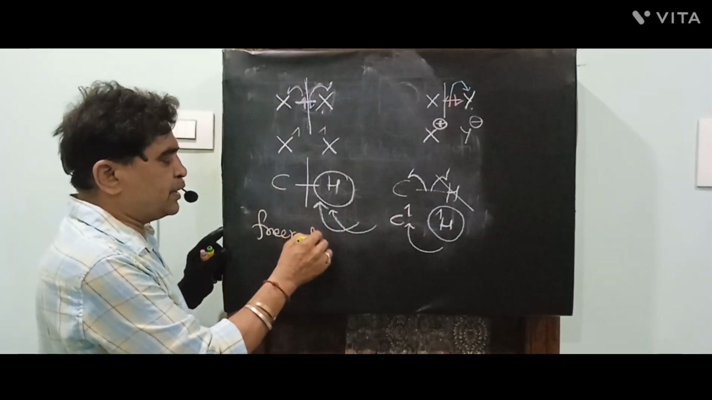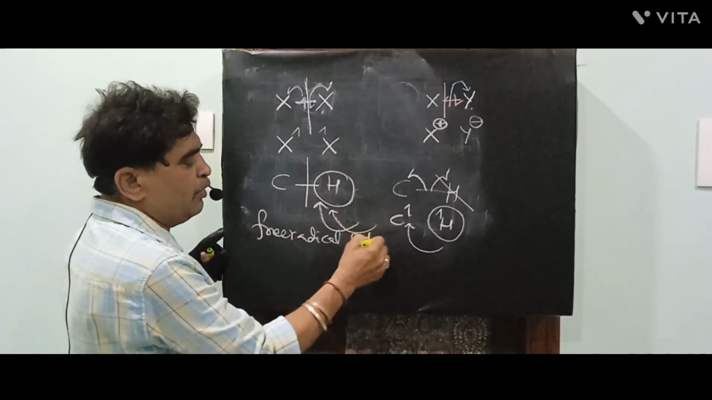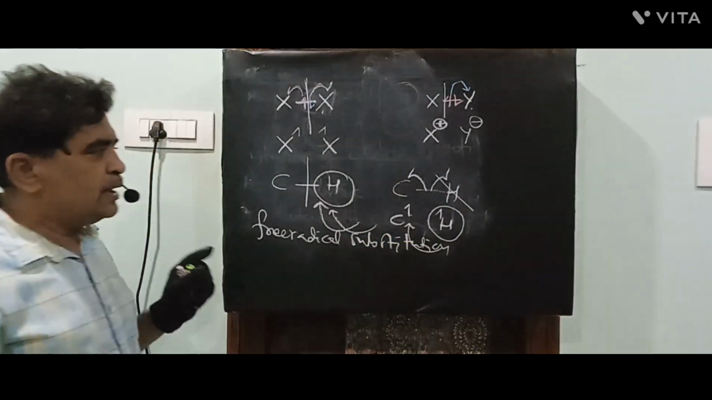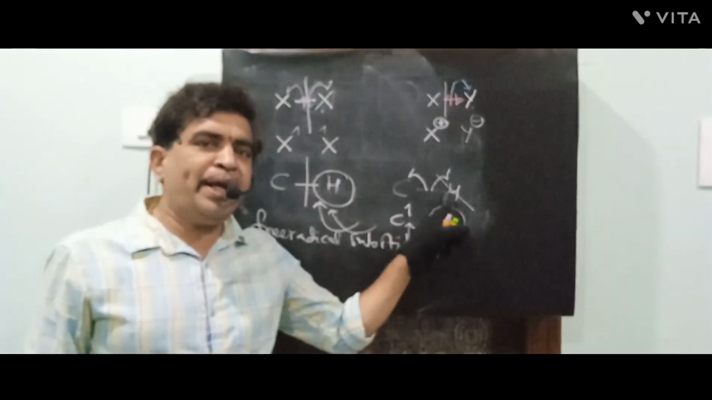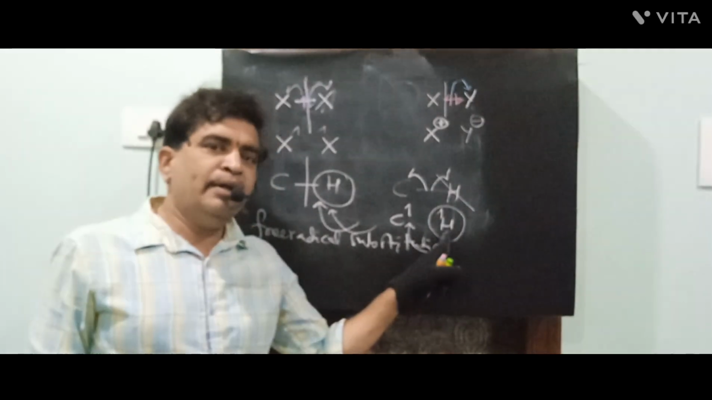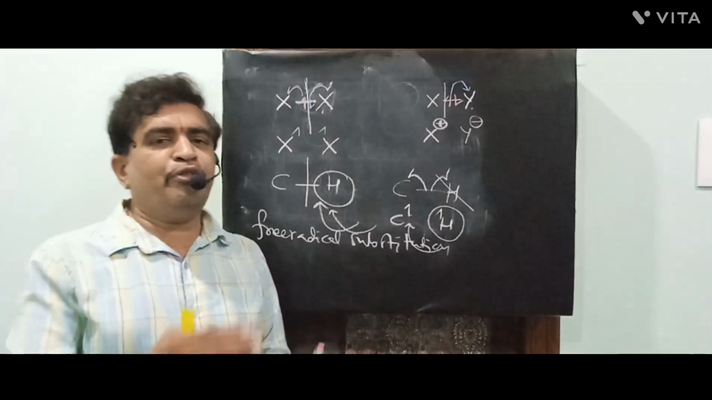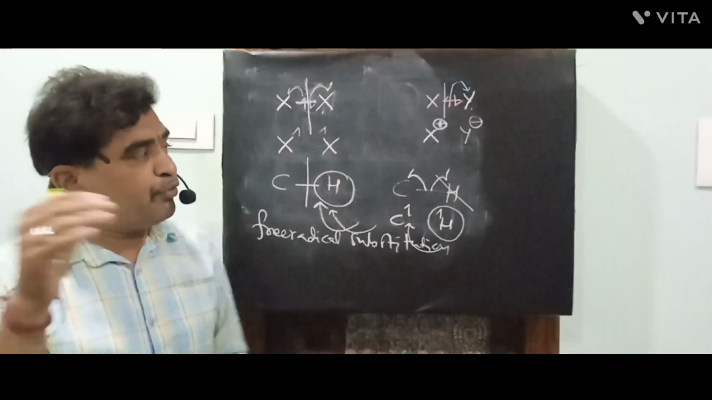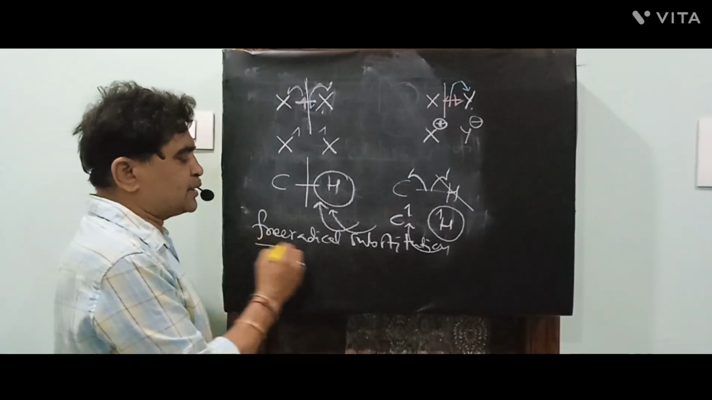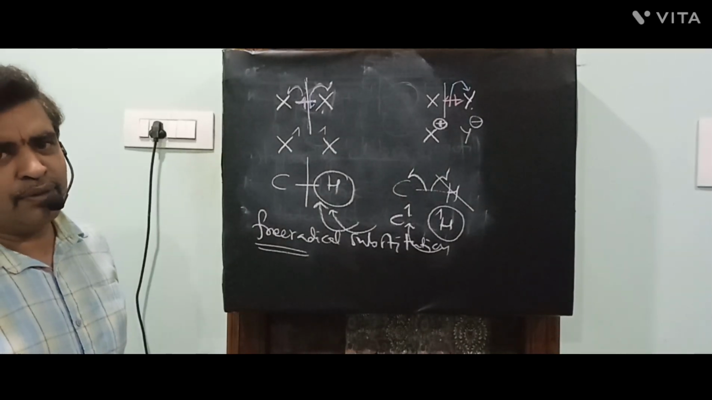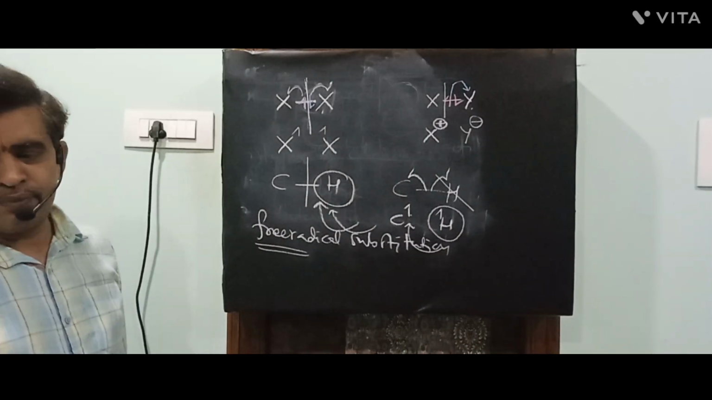So if one free radical is eliminated, then only a free radical is substituted. Such types of reactions are called free radical substitution reactions. Why? Because the atom which is eliminated as a free radical and the atom you substitute are both free radicals. One free radical is eliminated and one free radical is substituted. So such types of reactions are called free radical substitution reactions. Okay?